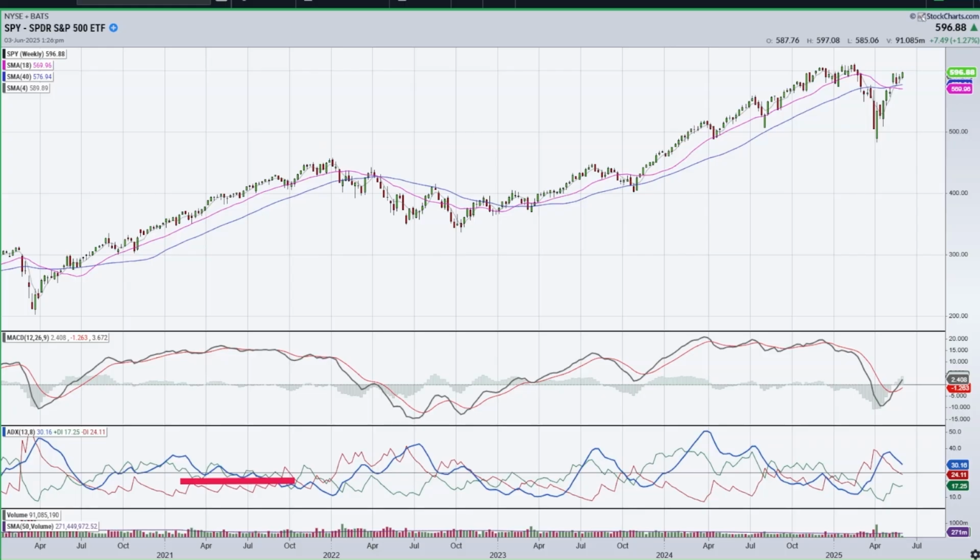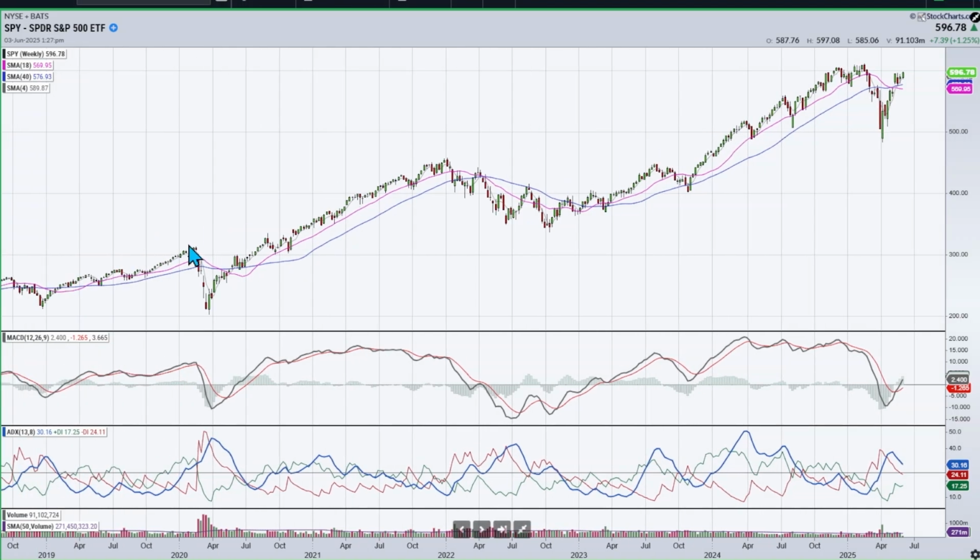This was showing that we had a problem developing. This was a sign that it was coming to closure. And so that type of divergence, where the ADX is failing to confirm, can be an incredibly helpful thing. But you have to understand what is taking place here. Green and red are causing the blue line to move up and down.